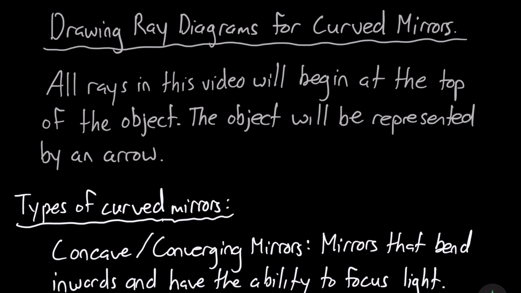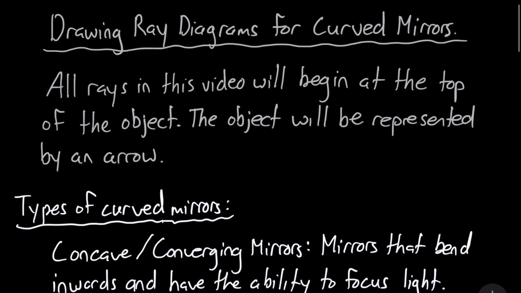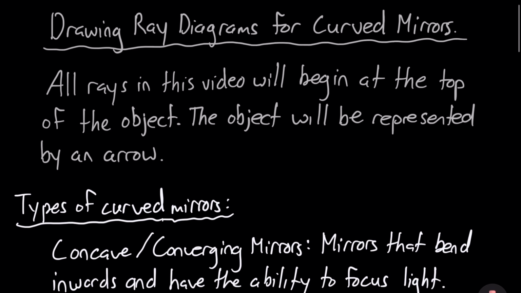Hi everyone. Today we're going to be discussing drawing ray diagrams for curved mirrors. So just a quick little tidbit of information. All rays in this video will begin at the top of the object, and the object will always be represented by an arrow, so you'll know what I mean when we get to the ray diagrams.